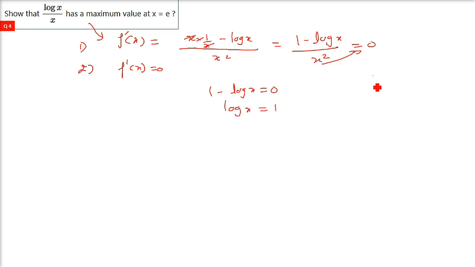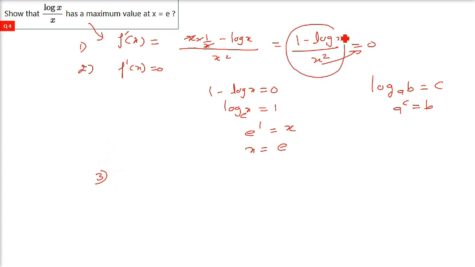And we already know in terms of log, wherever the log properties come, log base a of b equals c means a to the power c is b. So if the base is e, then e raised to 1 is equal to x. That means x is equal to e. This is the critical point for x.